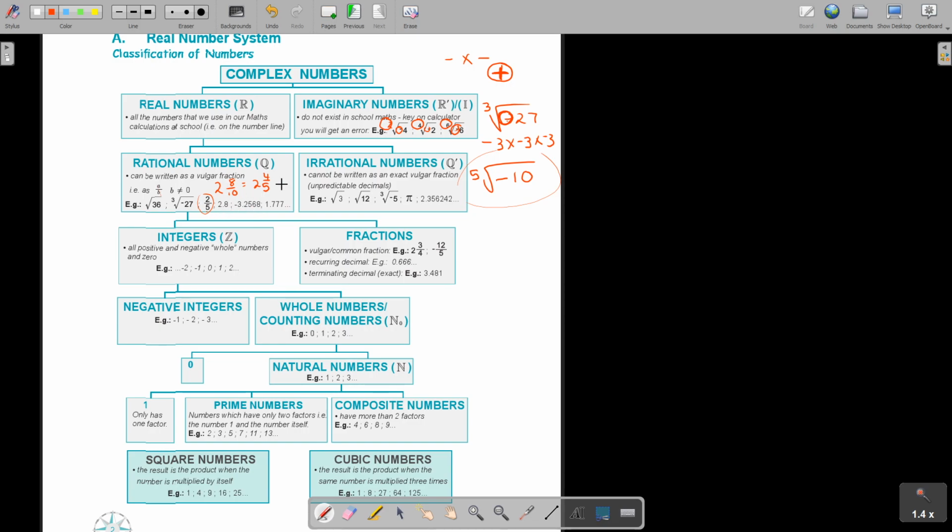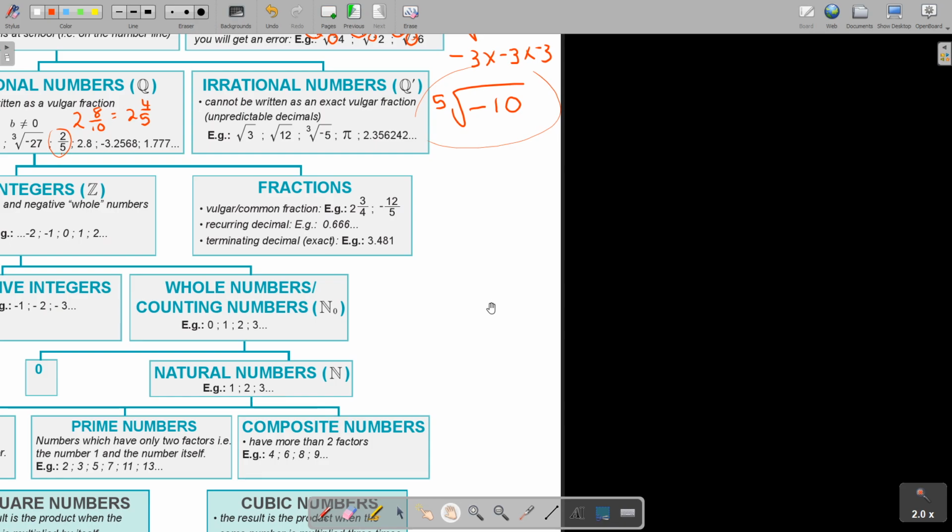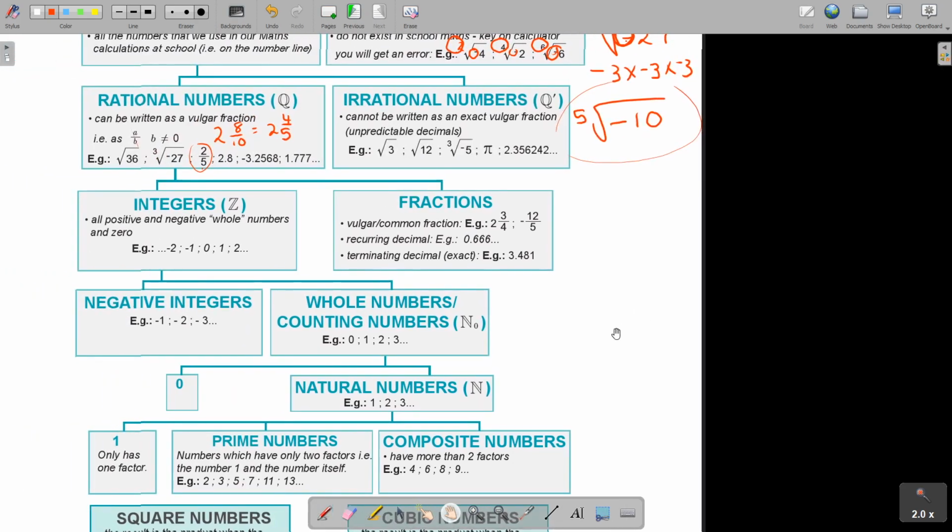If it's one place, it's over 10. If it's two places, it's over 100. But if it's like this one, and I'm just going to make it a bit bigger so that you can see better. You can also check in your textbook. If it's like this one, there's 1, 2, 3, 4. So if I want to write this one as a vulgar fraction, or a fraction, I'm just going to say -3, 2, 5, 6, 8, that is a 5.